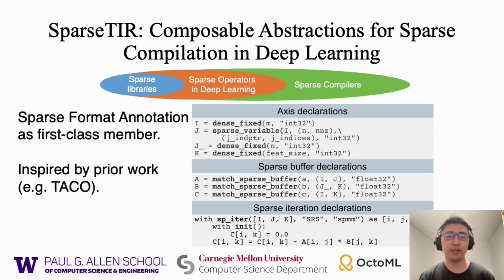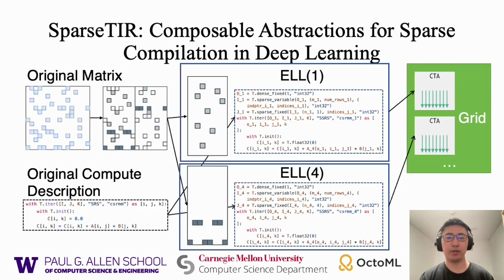Our solution is a compiler that offers composable abstractions. Inspired by prior work, we designed an intermediate representation with sparse format annotations as first-class members. These annotations can compose sparse computations on various formats, thus resolving the coverage issue. We then enable decomposing the original computation into microkernels, each operating on a submatrix in more hardware-friendly formats, and then map them to hardware units through our multi-stage lowering compilation flow.